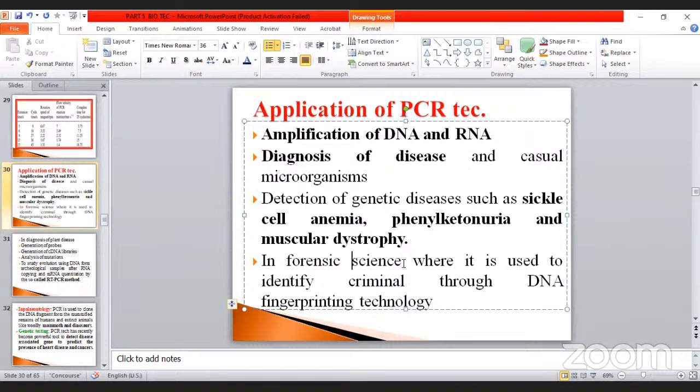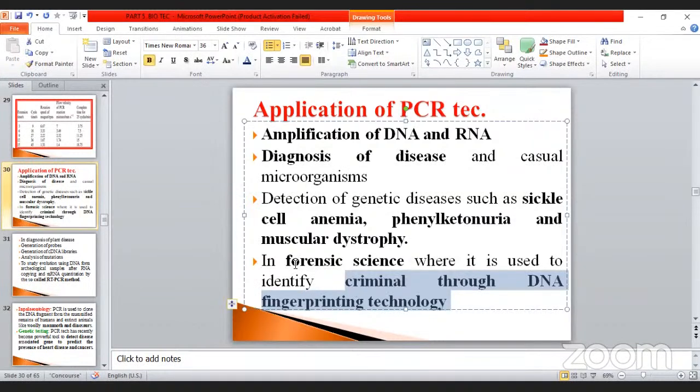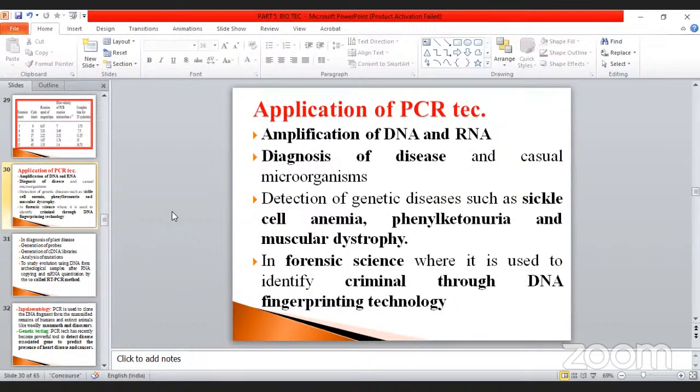And then the fourth one is forensic science. It is also very, very important. Already we discussed DNA fingerprinting is also essential for forensic science, where it is used to identify criminals through DNA fingerprint technology. Already told you, criminal fingerprint technology. Okay, so this is another point.